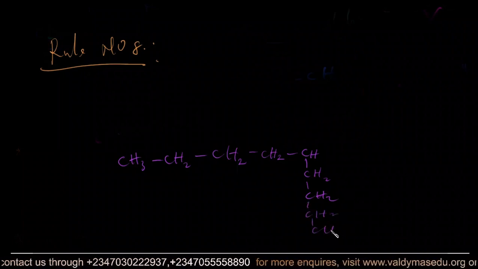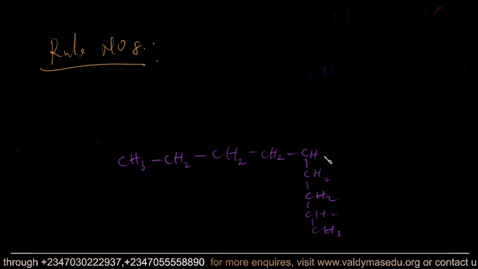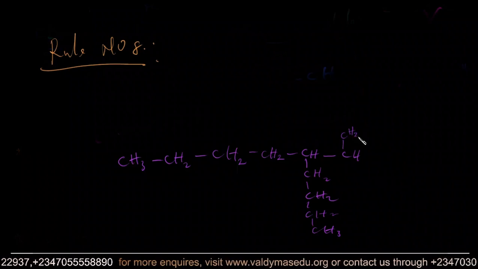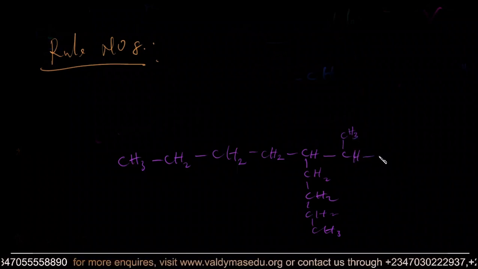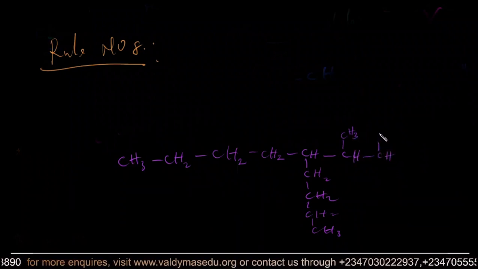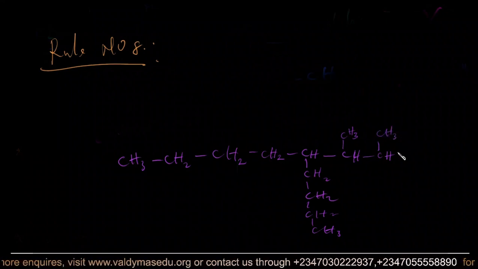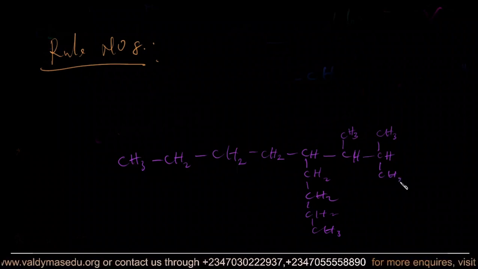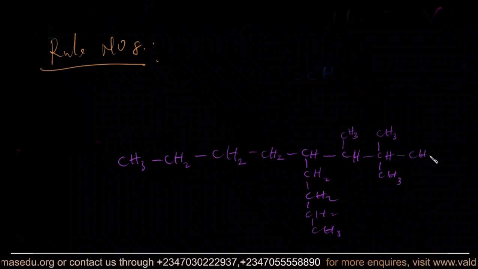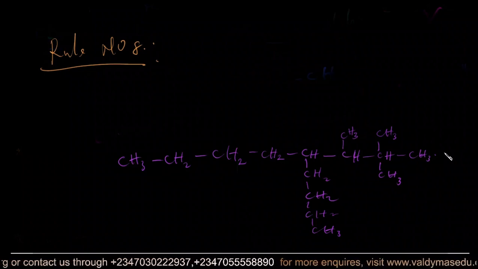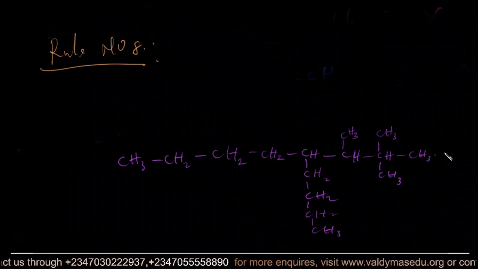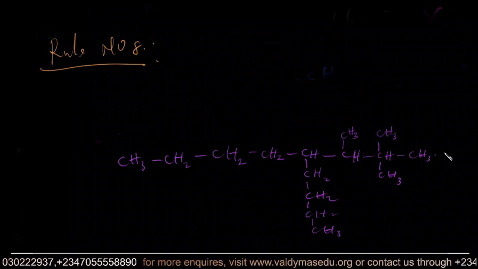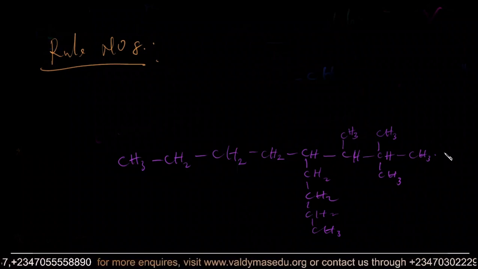Okay, so we have another one here. As you can see, this structure is complicated with numbers of substituents. From this structure now, the first thing we have to do is to assign numbers to the carbon atoms so as to know our longest chain, the main chain.